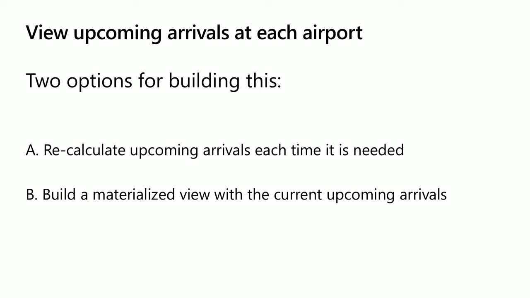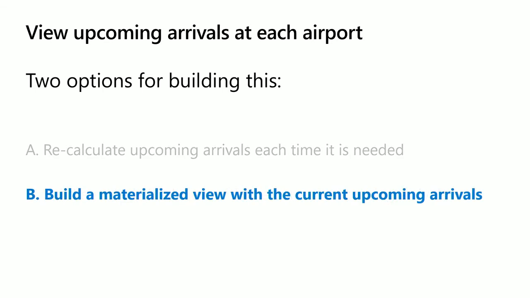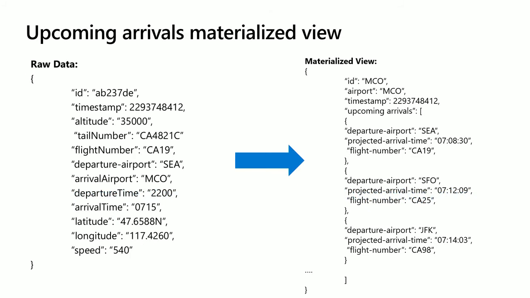Now, hopefully this is an easy question. We have 2 options for building out this arrivals board. We can recompute what the arrivals board is every time we need to get that value. Or we can build out a materialized view that persists the value of the arrivals board so that we don't need to repeatedly calculate it every time a service needs to access it. Which one do you think it is? You can just shout it out. It's B, right? Really, really simple.